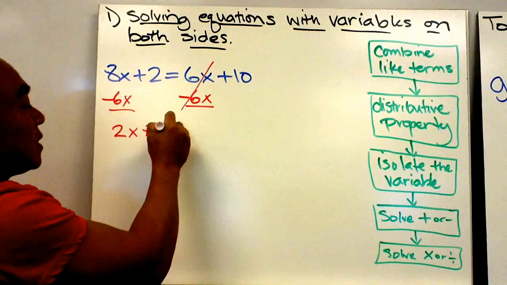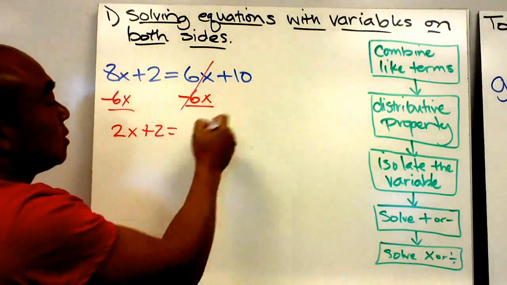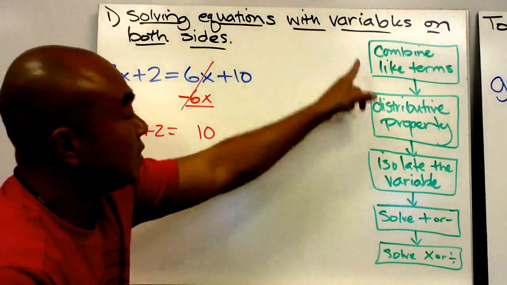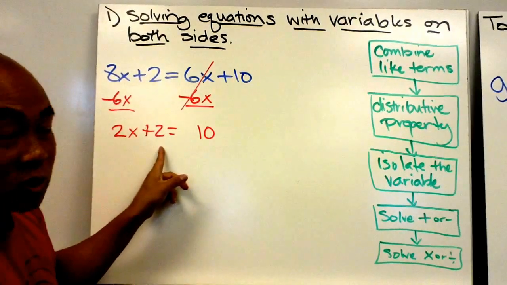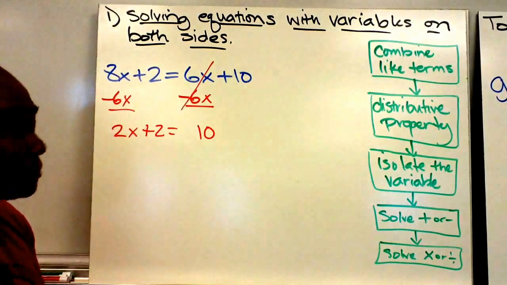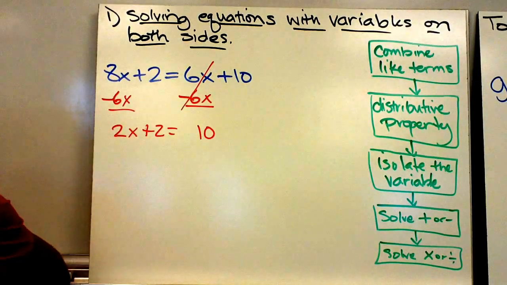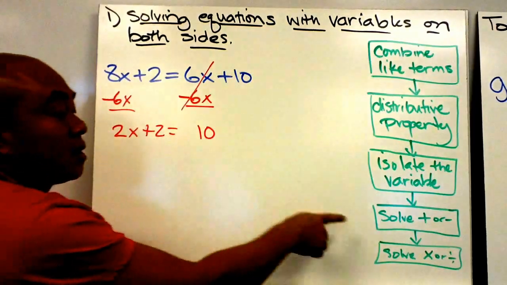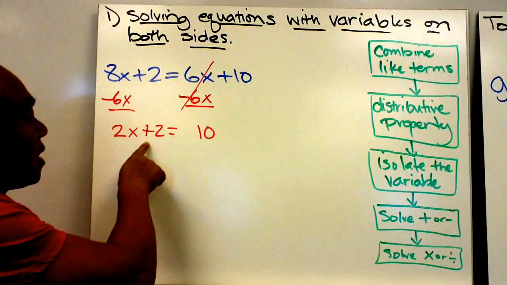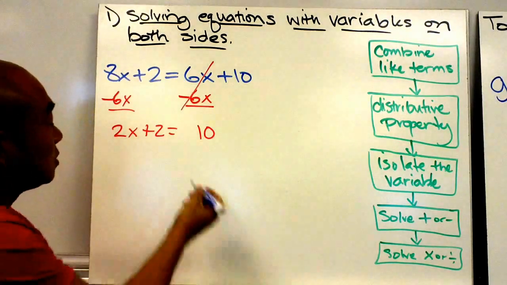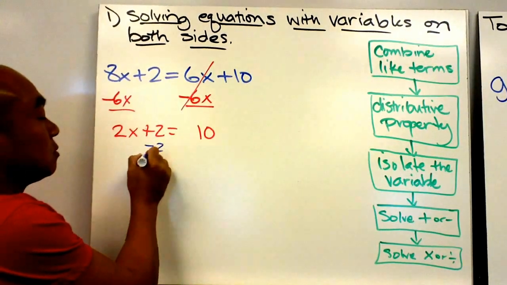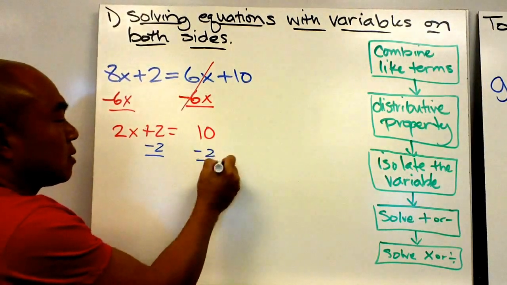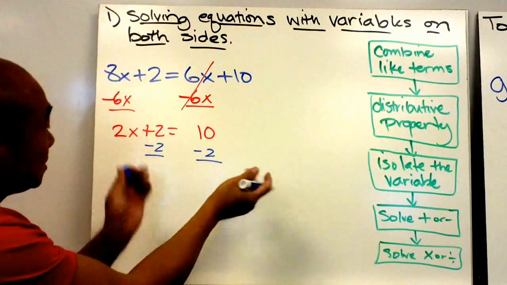Again, I'm going to bring down everything else that has not been worked on. Now what I have here is 2x plus 2 is equal to 10. My next step here is, since we're done isolating the variable on one side, we're going to solve for plus or minus. I'm going to undo adding 2 by subtracting 2. If I subtract 2 here, I get to subtract 2 here. And again, I'm keeping things balanced.